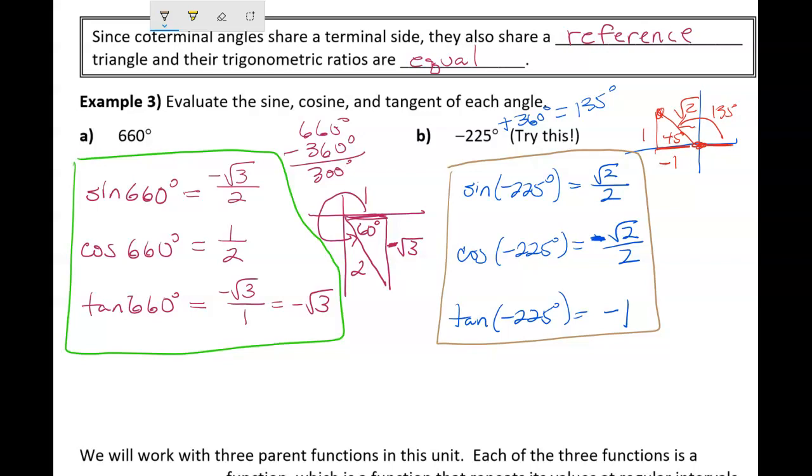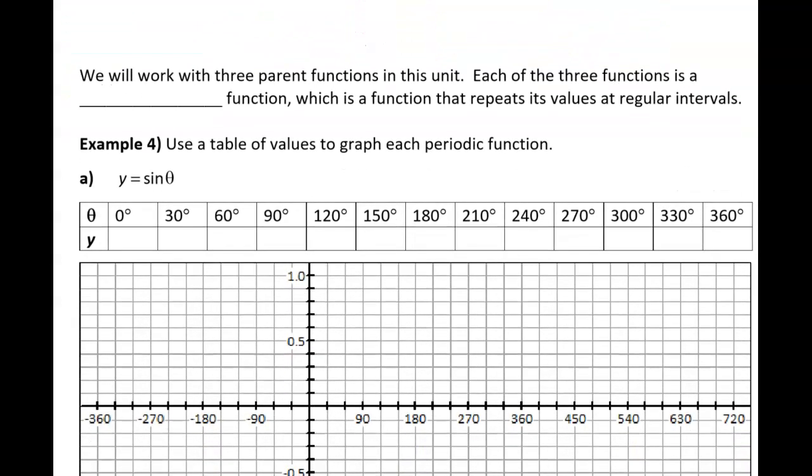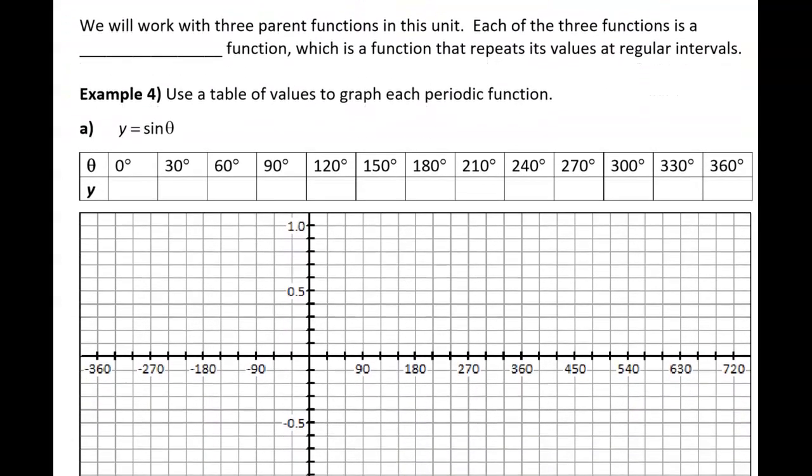Now, in this unit, we're also going to be working with parent functions. And the parent functions are developed from this idea that we just talked about, coterminal angles and cyclical behavior. So each of the 3 functions that we talk about in this unit is what we call a periodic function. That's a function that repeats its value at regular intervals. And so sine, cosine, and tangent all turn out to be periodic functions.